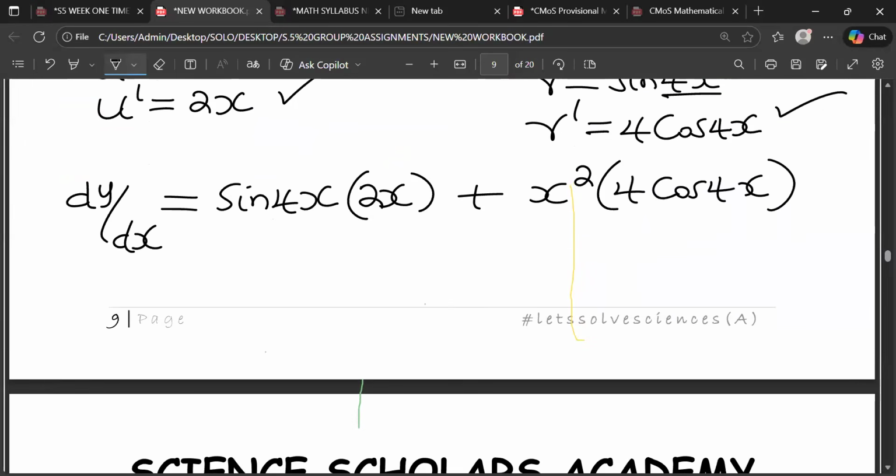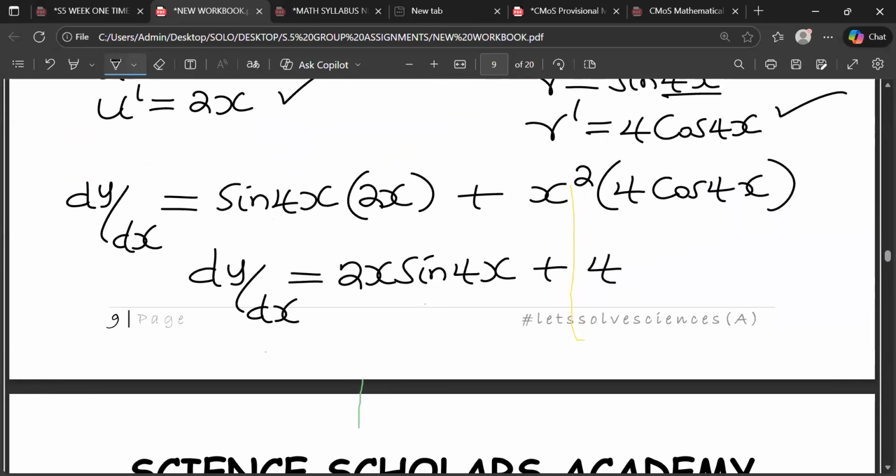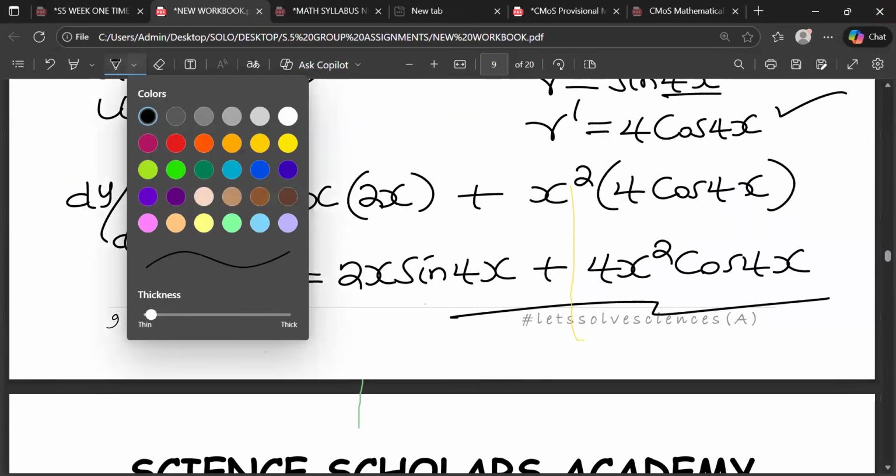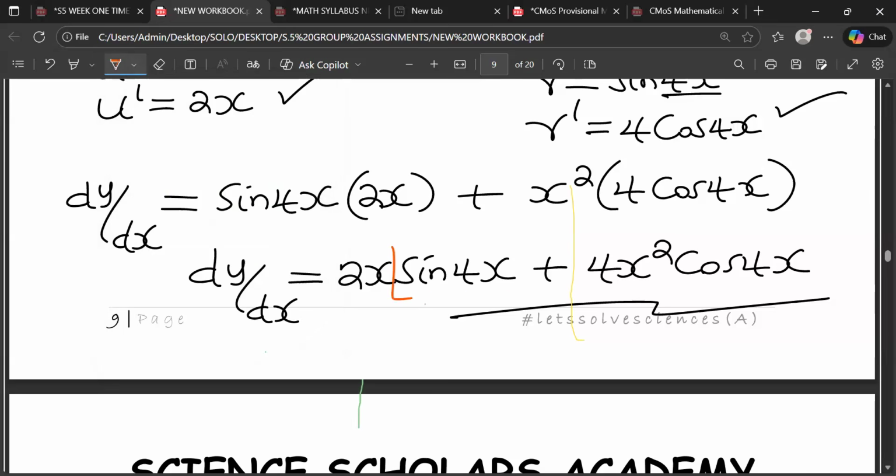Then after, you write the final answer and tell the examiner that dy/dx, I'll begin with 2x. Then what? Sine 4x plus what? 4x squared cos 4x. You get? Like, I've not done anything. I've just reviewed product rule for you, and I've used the principles you already have, and we've substituted and simplified our answer. And this is the answer, no need of even further simplifying. Why do you need to rewrite this or this?